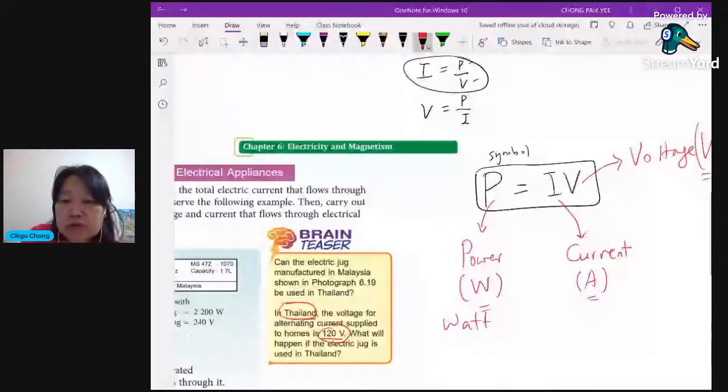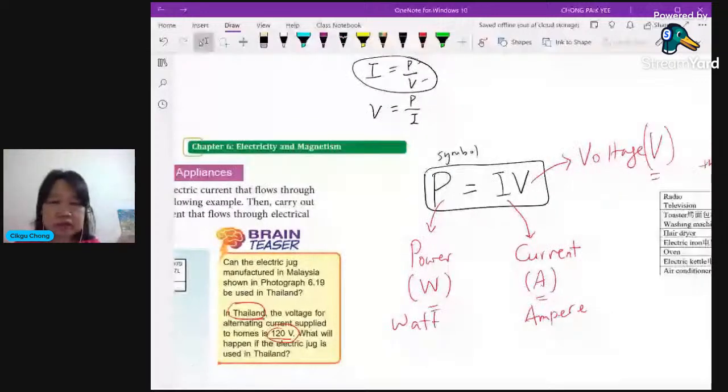What is the parameter? I is current. It is measured in terms of ampere, A. It tells how much electric current is used. Then V stands for voltage. Voltage is the electrical potential difference between the terminals, from the negative to the positive. Voltage is volt, V-O-L-T. It's no problem because it's always V.